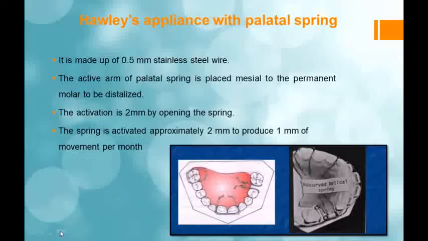The Hawley's appliance with the palatal spring. It is made up of 0.5 mm stainless steel wire, and the active arm of the palatal spring is placed mesial to the permanent molar to be distalized, and activation of about 2 mm by opening the spring is needed. The spring is activated approximately 2 mm to produce 1 mm of movement per month.